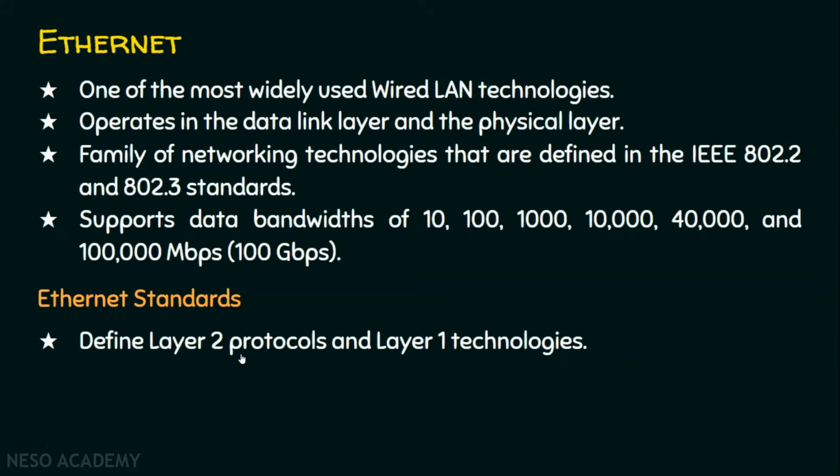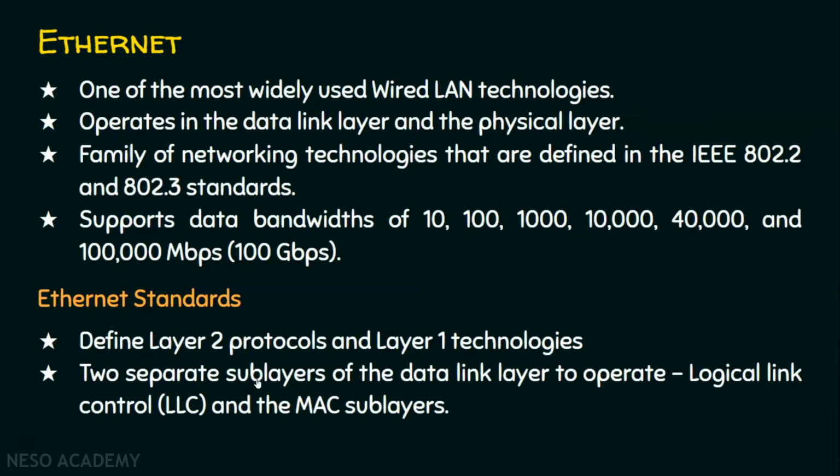We know Ethernet works in layer 2, that is the data link layer. Ethernet has 2 separate sublayers of the data link layer to operate. One is the logical link control, LLC, and the other one is the MAC sublayer. Already we have discussed the logical link control sublayer and the MAC sublayer in one of the previous lectures. If you want more about this, I request you to watch my previous lecture titled Sublayers of the Data Link Layer.